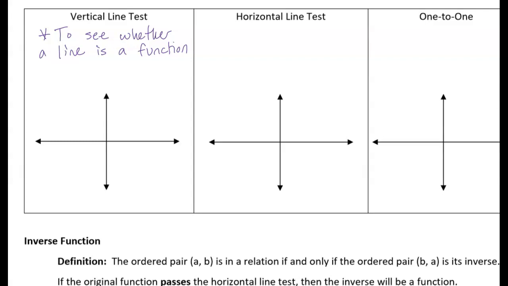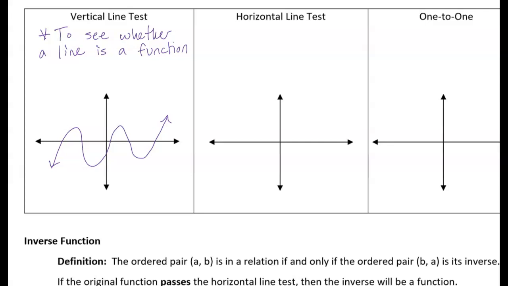So let's draw a polynomial, just some random funky looking thing. Does this pass our vertical line test? Yeah, it does. As I pass the vertical line over my graph from left to right, my vertical line never touches my graph in more than one place. So yes, it passes the vertical line test.